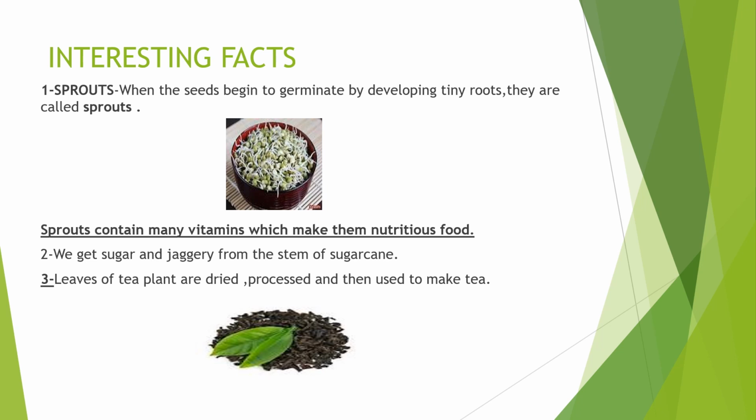Second, we get sugar and jaggery from the stem of sugarcane. Third, leaves of the tea plant are dried, processed and then used to make tea. The tea which we prepare in our home every day is made up of leaves. This means the leaf parts are edible in nature.